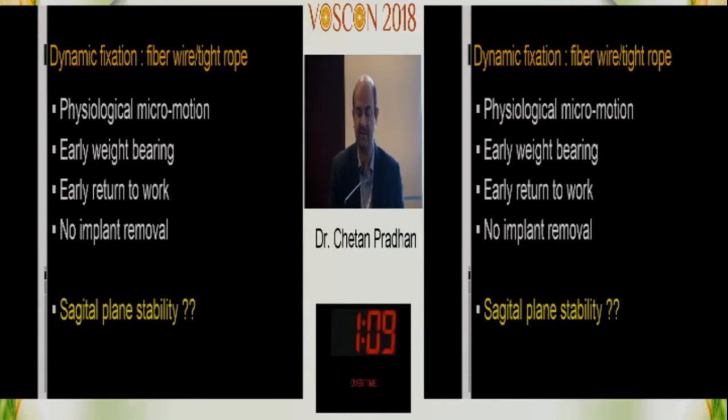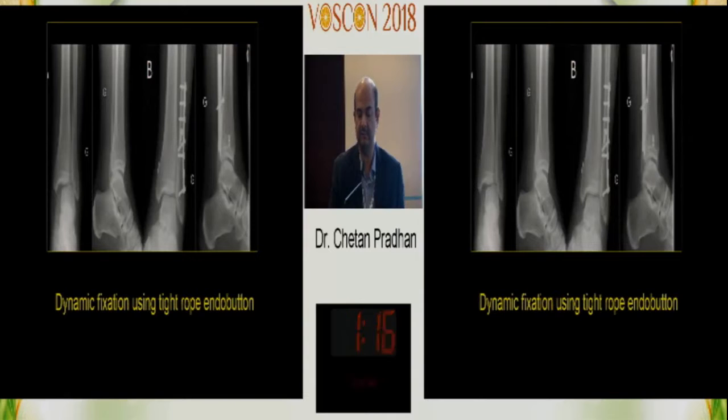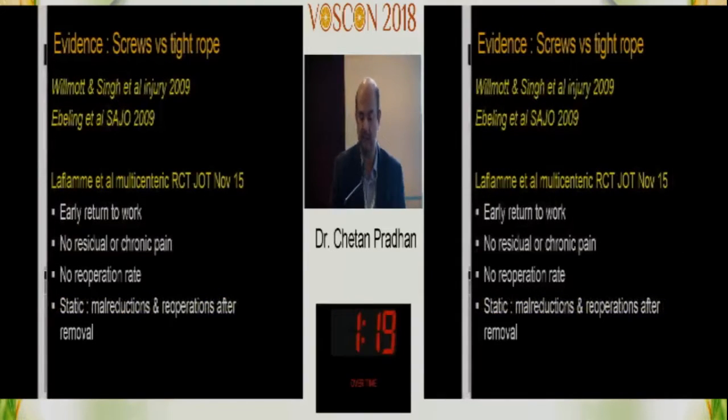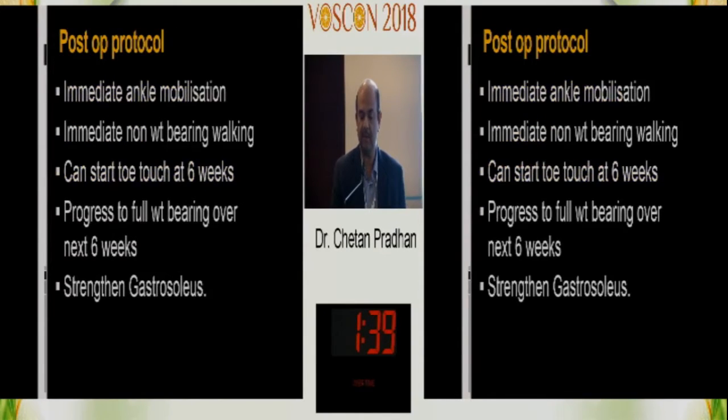Dynamic fixation using TightRope. More and more papers are talking good about it, but there is a question about sagittal plane stability. So we have done a few without any problems. There is a very good multicentric RCT, November 2015, about dynamic fixation of the syndesmosis, and it is shown to have better results than the screw fixation. Post-op protocol: you can start non-weight bearing, toe touch at 6 weeks, and full weight bearing at 3 months.